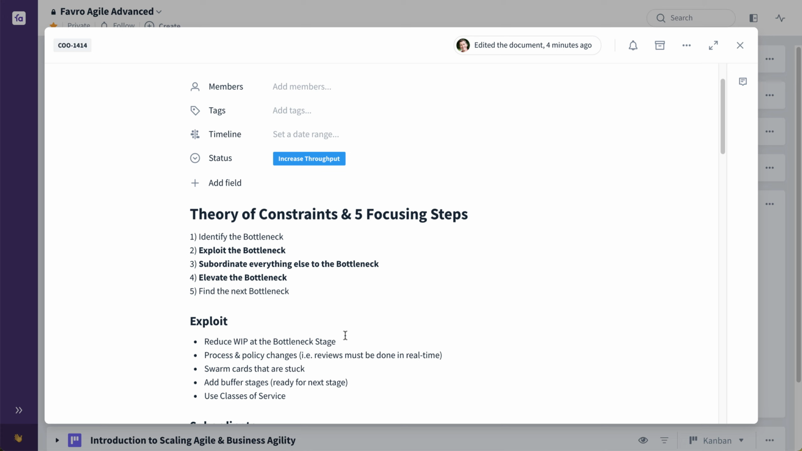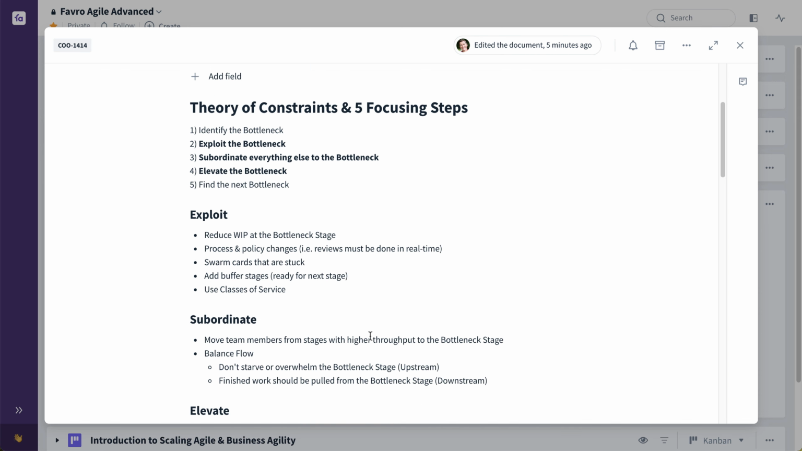And the last way to remove the bottleneck via exploit is to use classes of service. Now we're going to talk about classes of service more specifically in the next module, but that basically boils down to how do we treat different types of work and how do we prioritize different types of work.